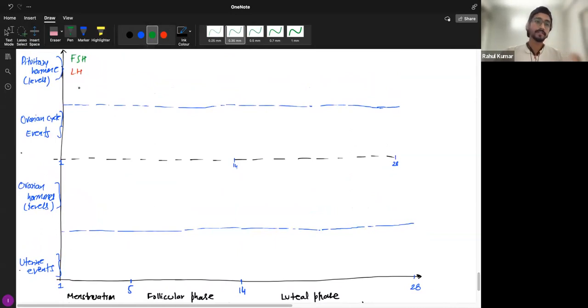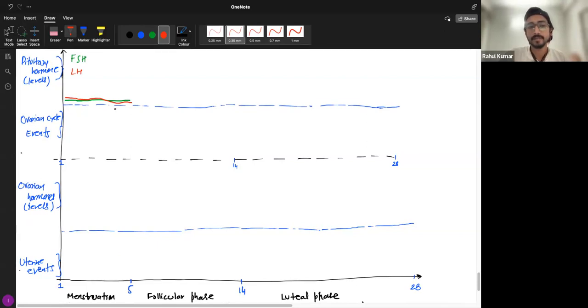Now let's start with FSH. So day 1 of the uterus is where bleeding starts, right? So when bleeding starts, the levels of LH and FSH are very low. So this is the level of LH. Till day 5, it stays very low. Also the level of FSH, if you see, also stays very low. Is it clear?